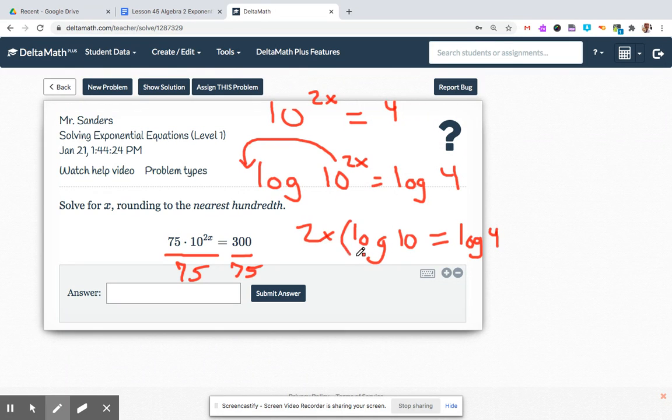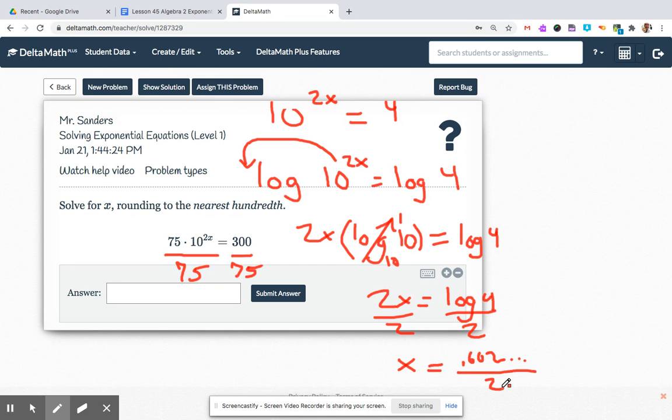This I'm going to go ahead and just calculate. That's 1. Base 10 of 10 turns into 1. So all that goes to 1. So I have 2x equals log of 4. Divide by 2, divide by 2. And there's on the calculator, log of 4. Now be careful, like I said, you have to do these in stages. So I'm doing log of 4, enter. I get that answer, which is 0.602... Then I divide that by 2 on my calculator.